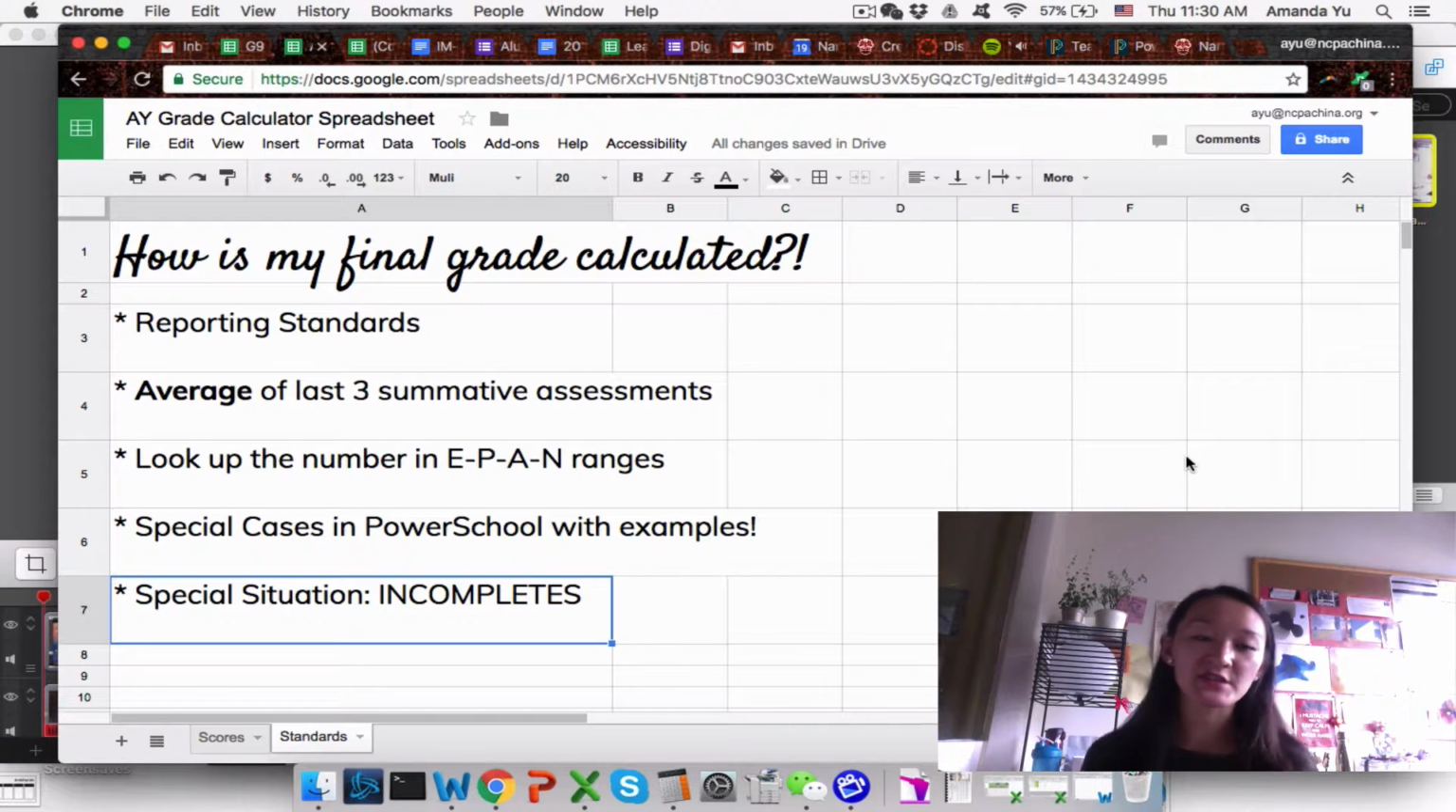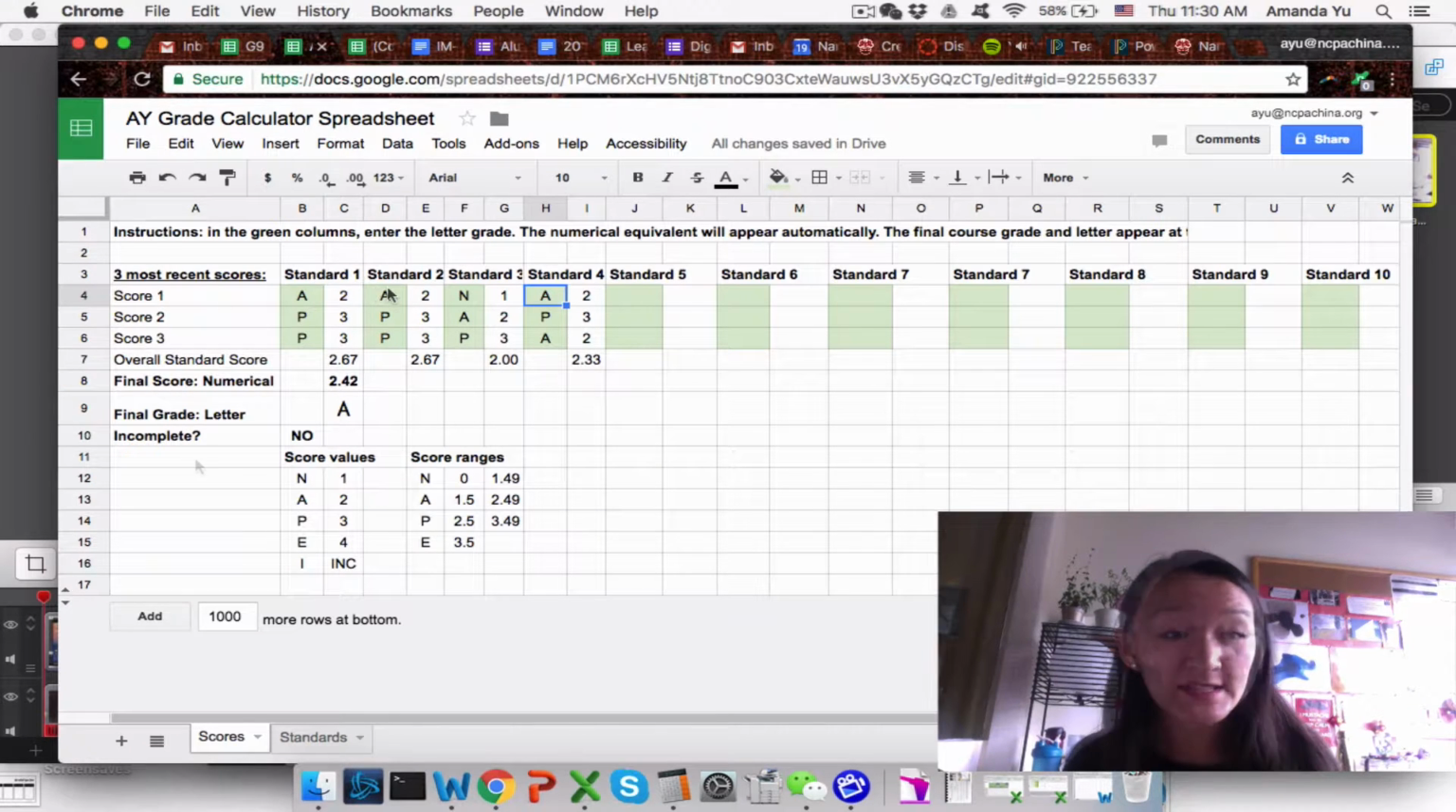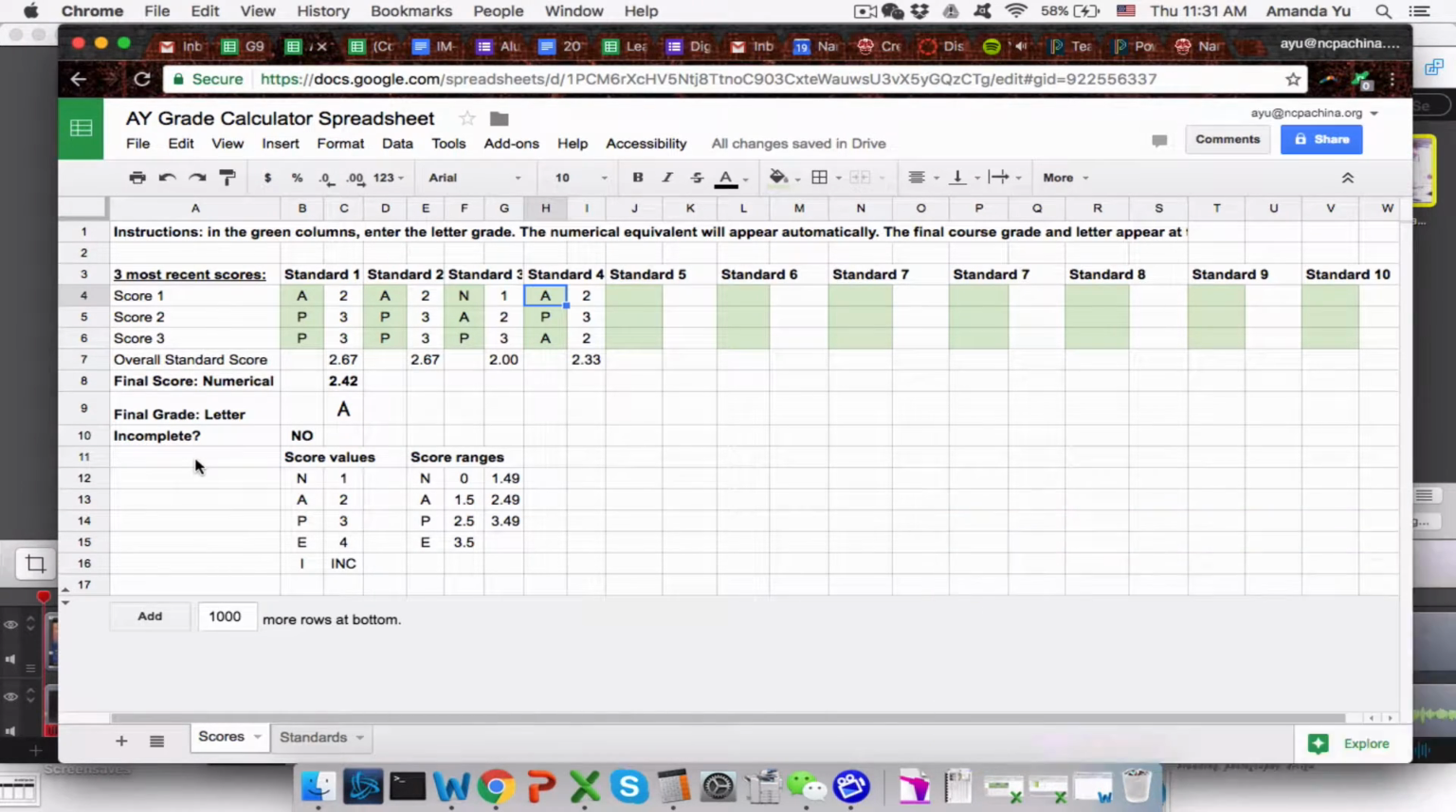So the final situation is incompletes. If you have an incomplete as a final grade at the end of the course, then you don't get credit for that class. So that means that you don't get credit for your entire year or half year of study in that course, which is not something that we want.